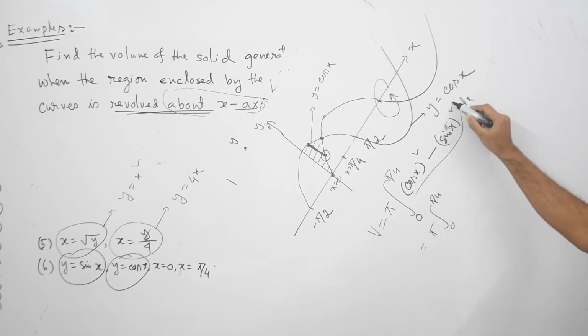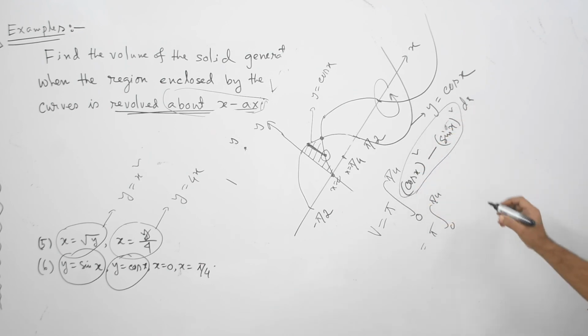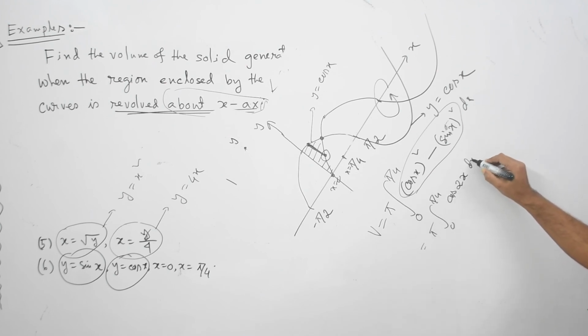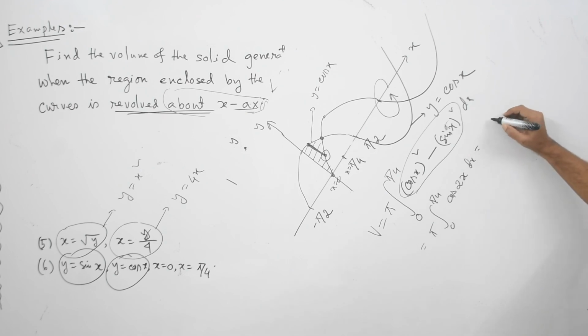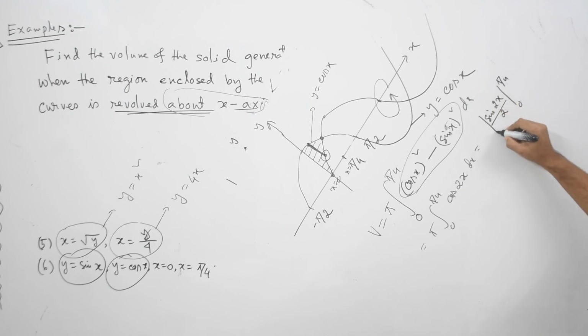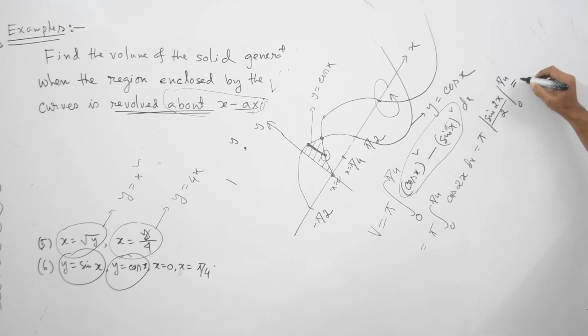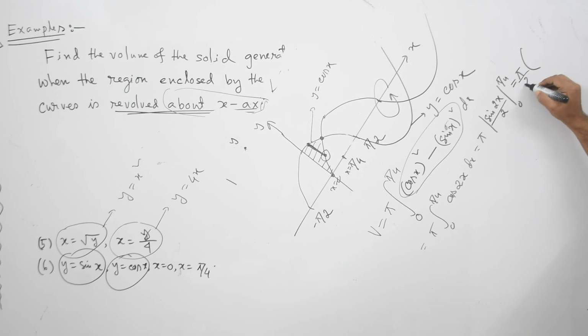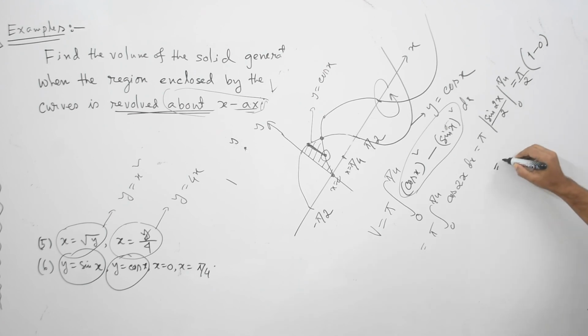We know cosine square x minus sine square x equals cos 2x, and the integration of cos 2x is sine 2x by 2, 0 to pi by 4, which is equal to pi into, if you put pi by 4 here, then sine pi by 2 equals 1, minus 0. So this equals pi by 2.